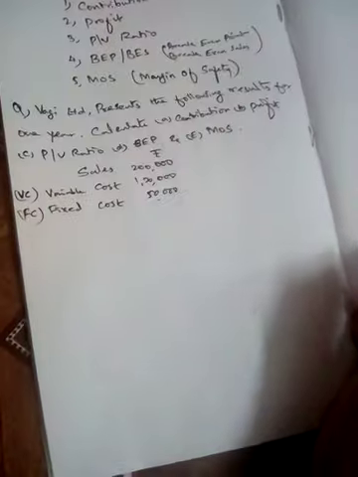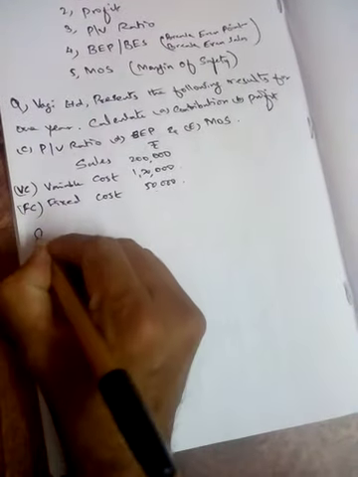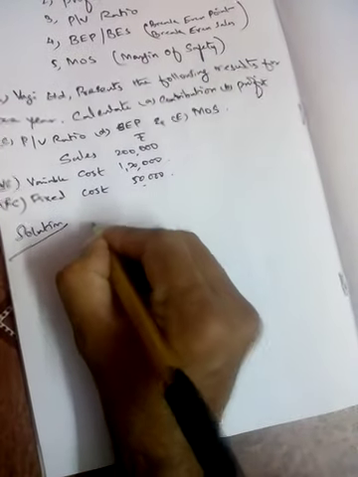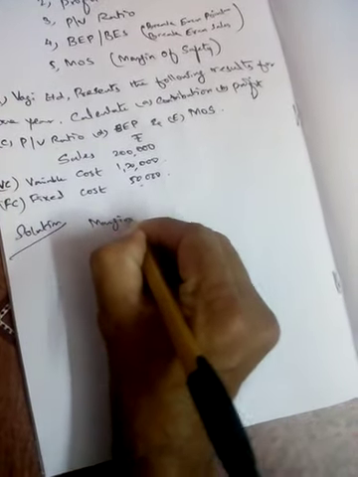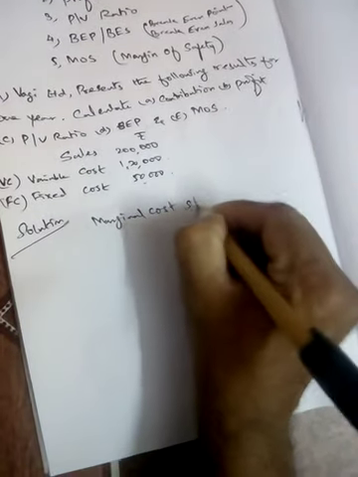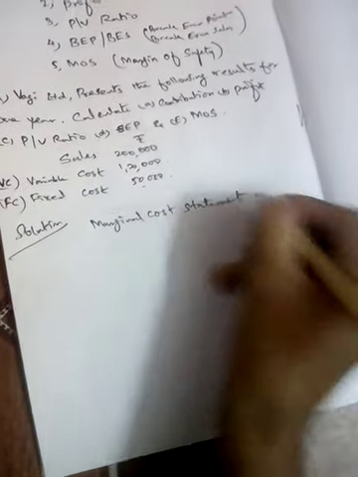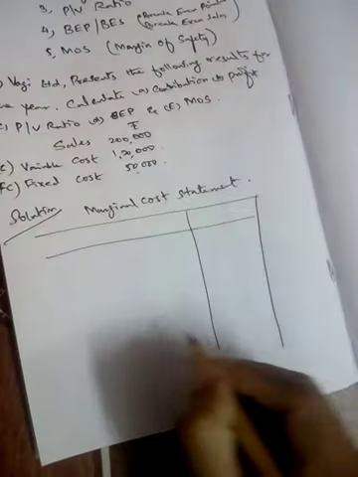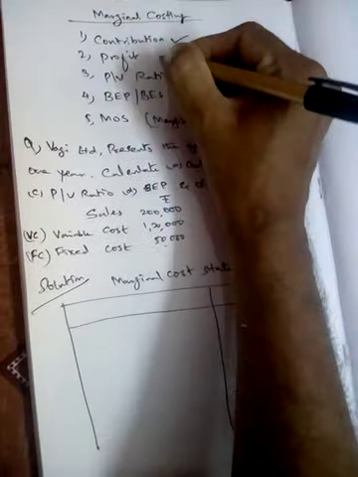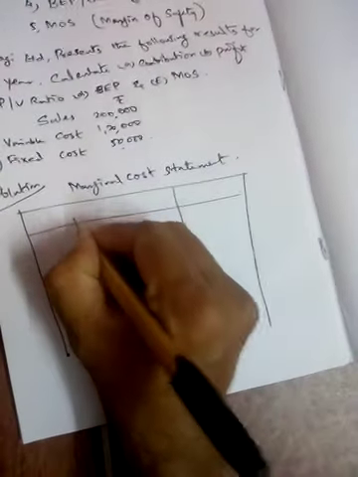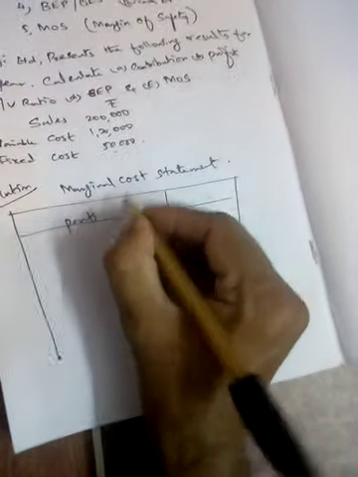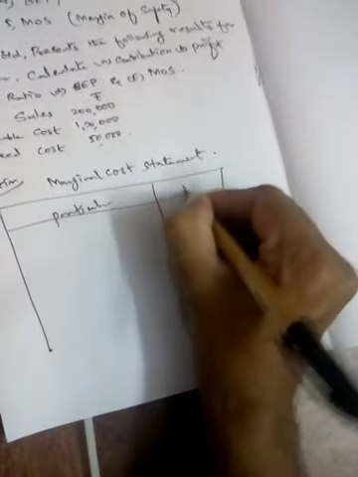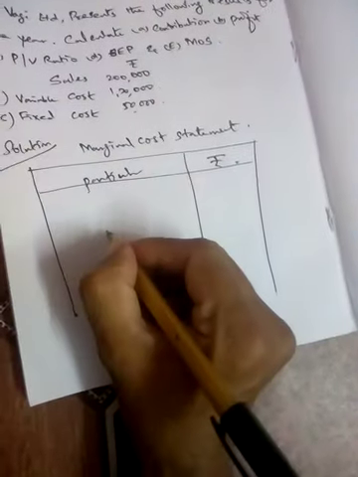So the students must understand this. Now we go through the solution part. First we have to create a marginal cost statement. This statement helps you to find out the contribution and profit. So now how do we get it? Here particulars, then here rupees. So now we go through.